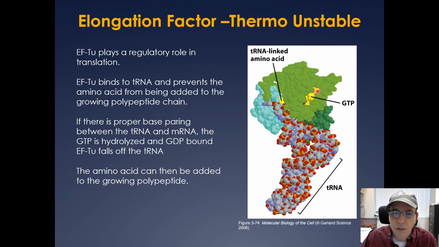And then you have EF-Tu that sits out here, and it's a G protein, and it's normally bound in its GTP bound form. Okay, and so during translation, if there's proper base pairing between the tRNA and the mRNA, if you remember from last lecture, the codon and the anticodon, what will happen is the GTP gets hydrolyzed by the G protein EF-Tu. And then this causes a conformational change in that switch helix, which releases EF-Tu from the tRNA, and then the amino acid can be added to the growing polypeptide by peptidyl transferase.